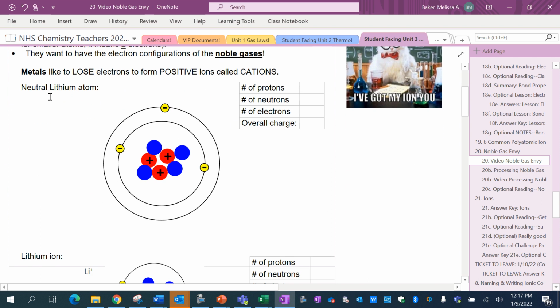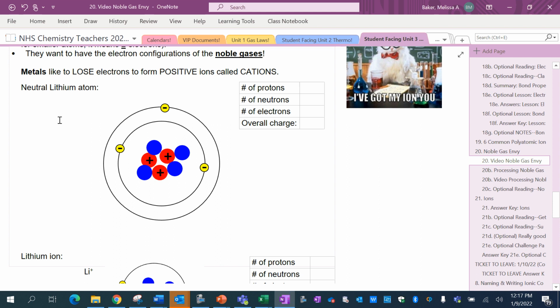So metals love to lose electrons to form a positive ion called a cation. The reason is that if they lose electrons, it's a lot faster for them to become like a noble gas than if they gain electrons, because metals are on the left side, as we know. If they lose a couple, they'll already jump back to the noble gases.